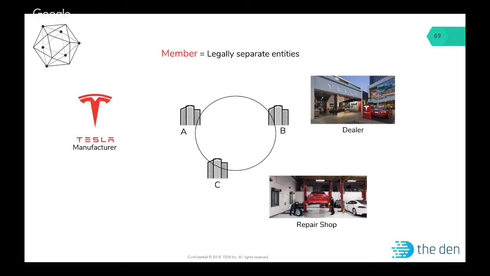So let's talk about a real life example here. We call these entities members. So you have Tesla, the manufacturer, and, supposedly, a dealer and a repair shop. They're all part of this one network. That's what we're trying to say here.